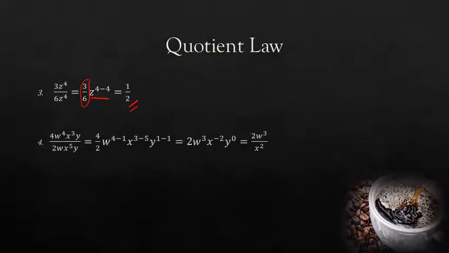Now say you have 4w to the power 4, x to the power 3, y all over 2w, x to the power 5, times y. So again, we will dissociate the coefficient. And then we will have w to the power 4 minus 1, x to the power 3 minus 5, y to the power 1 minus 1. So 4 over 2 is simply equal to 2. W to the power 4 minus 1 is w cubed. x to the power 3 minus 5 becomes x to the power negative 2, and y to the power 1 minus 1 is y to the power 0. So again, y to the power 0 here will become 1, and we need to make the power negative 2 a positive exponent, so that becomes a denominator. So what we get is 2w cubed over x squared.